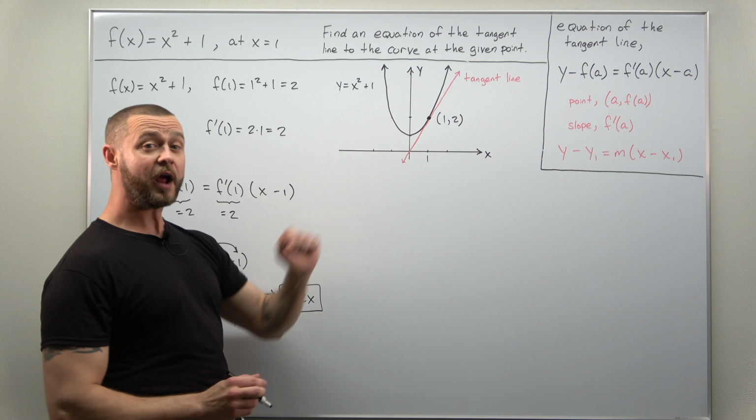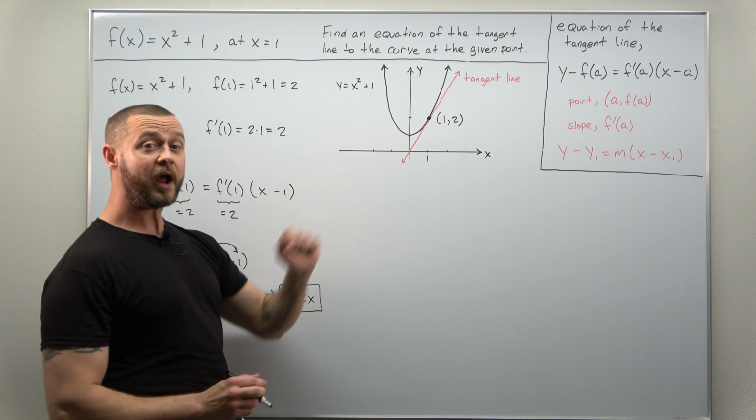Just make sure when you're plugging in here, you always plug in the derivative as a number. In other words, plug in your value for a to get a numerical value. I've seen many students plug in here the derivative as a function of x. So just be careful of that. If we just write this down, we get y minus 2 equals 2 times x minus 1. And that is an equation of the tangent line.